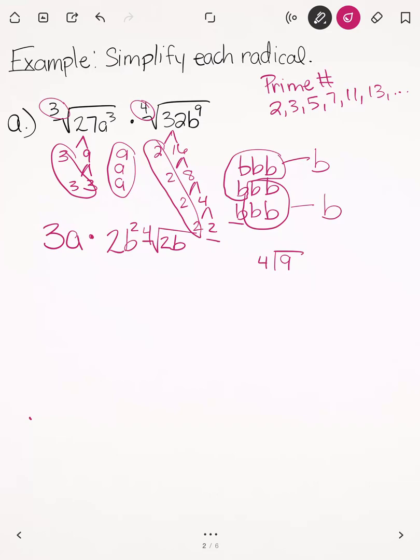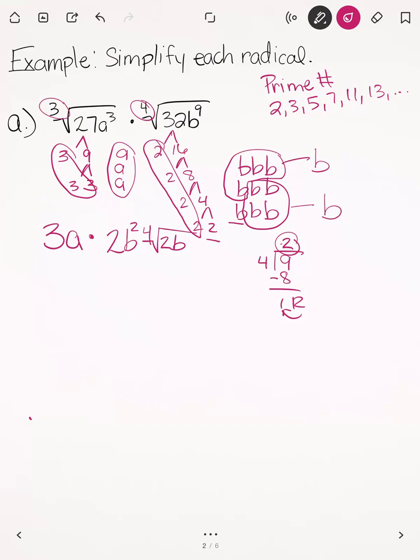Okay, you take your exponent, you divide it by your index number. And you think, how many times does 4 go into 9 evenly? It goes in exactly 2 times, which gives us 8, with a remainder of 1. Okay, the 2 was the exponent of what came on the outside. The remainder is what stayed on the inside. It remained in the radical. From here, we simplified both radicals.